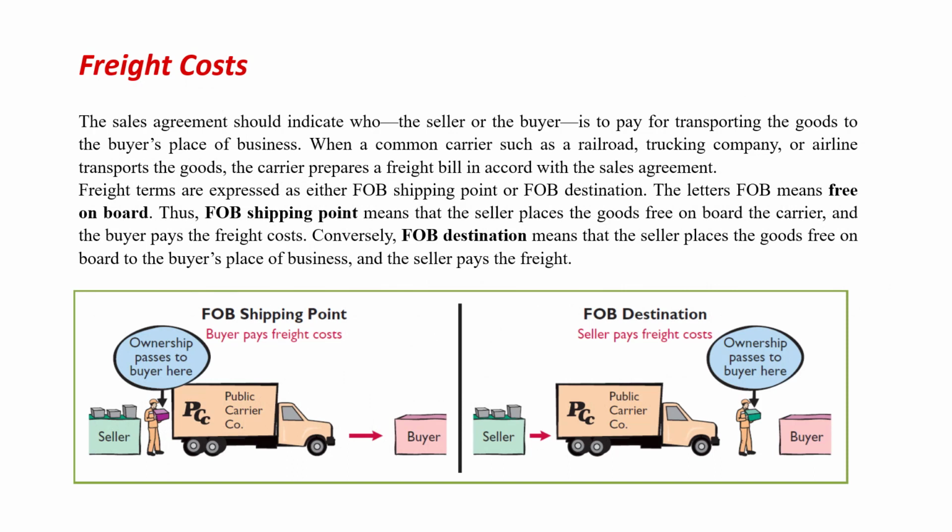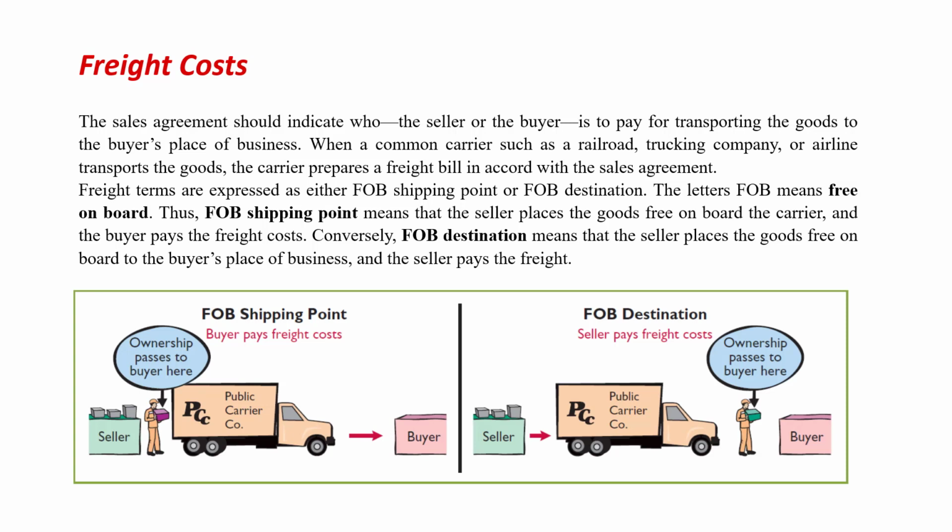In case of purchasing merchandise from the seller, it is necessary to consider the freight cost. So what is freight cost? The freight cost represents the cost related to the transportation of the merchandise. The sales agreement should indicate whether the seller or the buyer is to pay for transporting the goods to the buyer's place of business. When a common carrier such as a railroad, trucking company or airline transports the goods, the carrier prepares a freight bill in accord with the sales agreement.